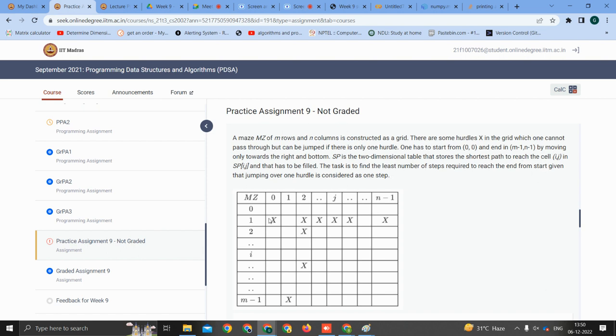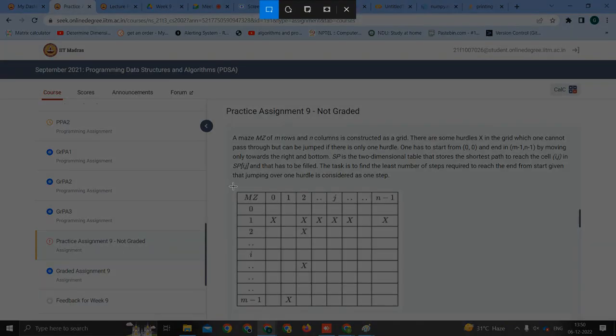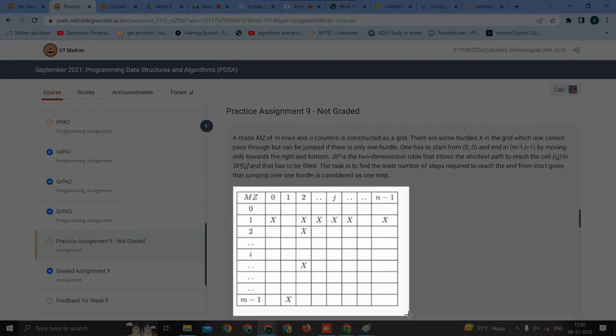Jumping over one hurdle is considered as one step. See, if you're coming through this way, it is going to take 1, 2, 3, and 4 steps, right? I think this picture alone, I'll take it.